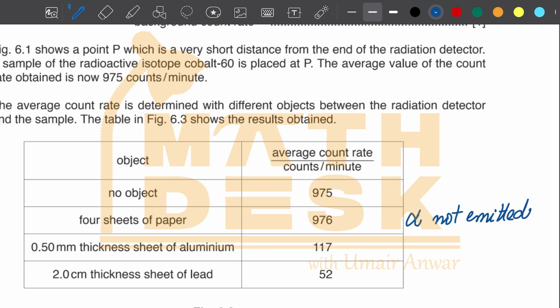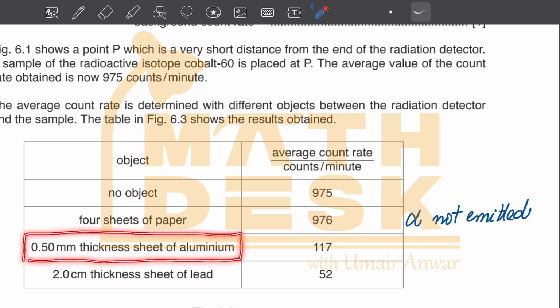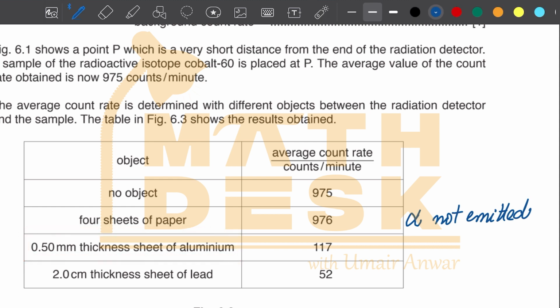Secondly, we place a 0.5 millimeter thickness sheet of aluminium, and this thickness can easily block beta particles from the radioactive substance coming towards the detector. So we see a drastic change and fall in the count rate. So it shows that beta particles are being emitted by the radioactive substance.